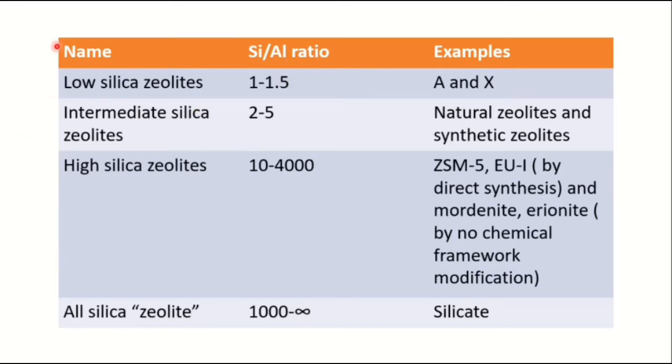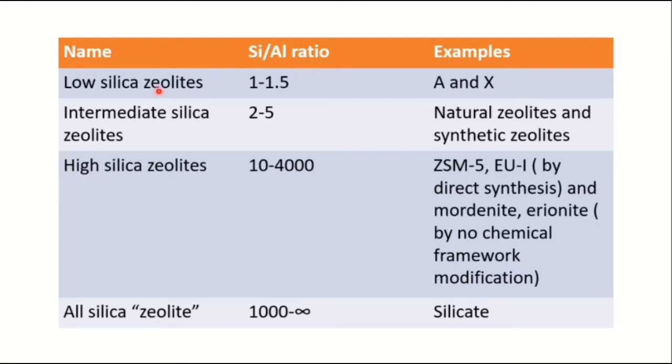The first one is low silica zeolite, with a ratio from 1 to 1.5. For example, we have zeolite A and zeolite X. Both of these zeolites are nearly saturated in aluminium, with a silicon to aluminium molar ratio of nearly 1. As a result, they contain the maximum number of cation exchange sites balancing the framework aluminium. So they have the highest cation content and exchange capacities.